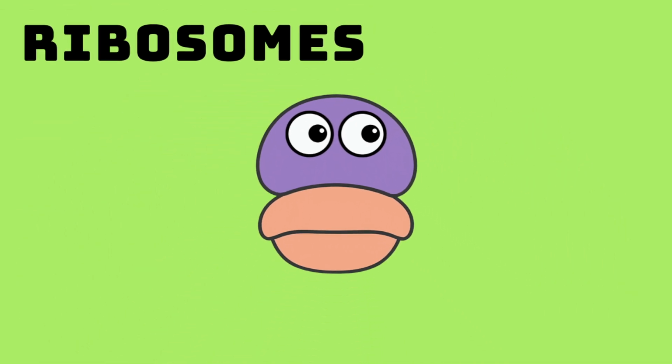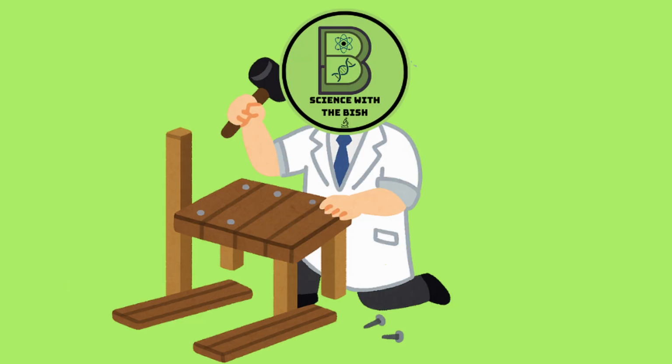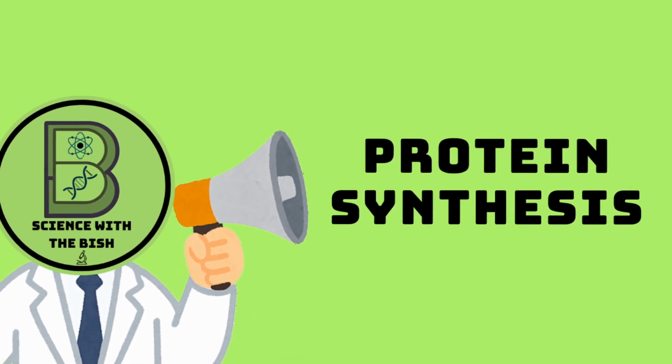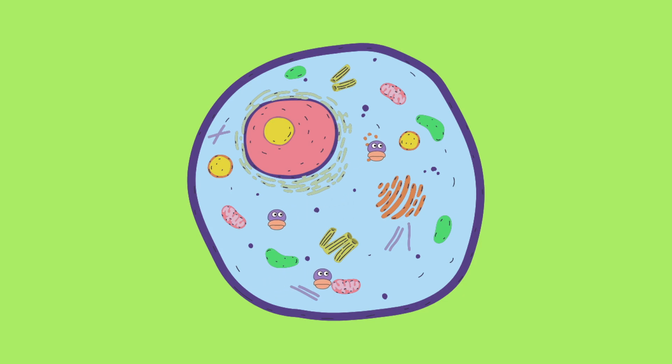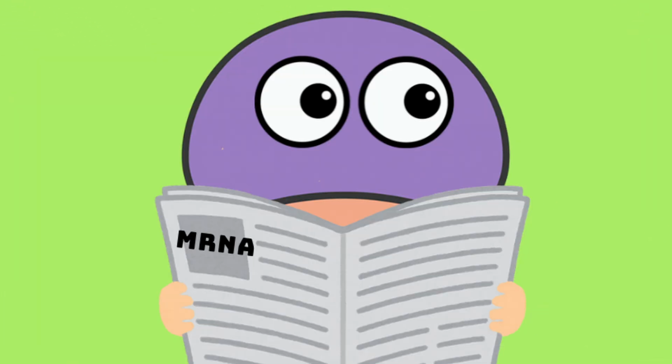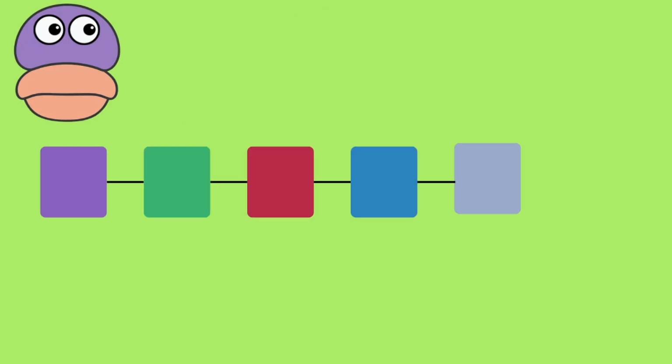Now, let's talk about ribosomes. Small, round structures that do one very important job. They build proteins, a process known as protein synthesis. You'll find them floating freely in the cytoplasm or attached to the rough endoplasmic reticulum. They read messenger RNA and join amino acids together in the right order.